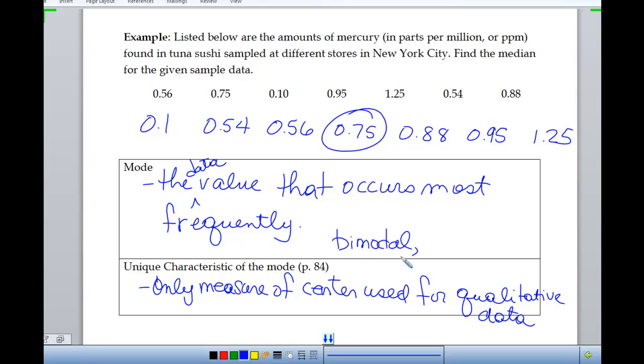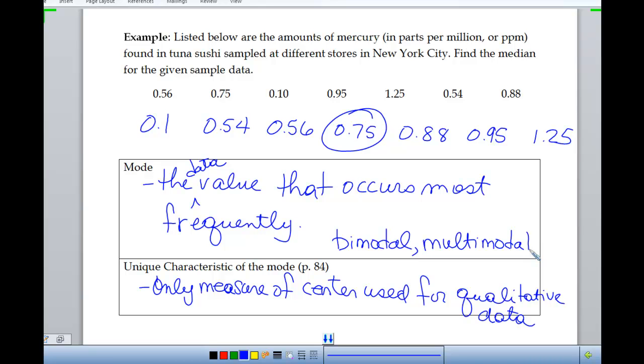Okay, and then some textbooks like ours even talk about multimodal data. Okay, we've got data values that occur the same number of times and more than everybody else. In this case, if we're talking multimodal, it's more than 2 of these values. At some point, though, that information becomes meaningless. You know, you got 5 modes. That doesn't tell us anything.